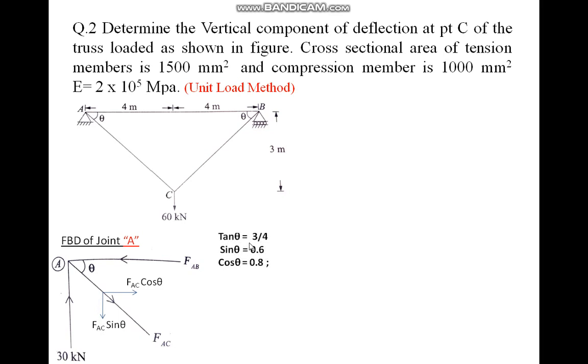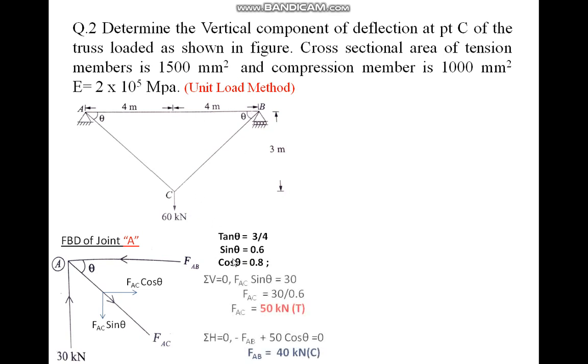Here tan theta equals opposite by adjacent. You get opposite as 3 and adjacent as 4, so 3 by 4. Similarly, sin theta is opposite by hypotenuse; the hypotenuse comes to 5, a 3-4-5 triangle. So sin theta is 0.6. Cos theta is adjacent 4 over hypotenuse 5, which is 0.8. Once you have sin theta and cos theta, apply your equilibrium equations.